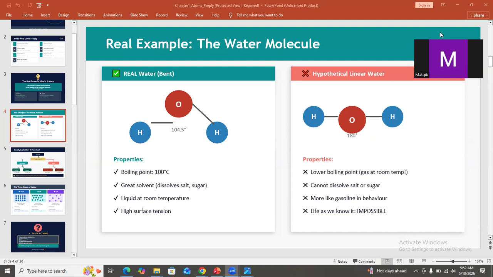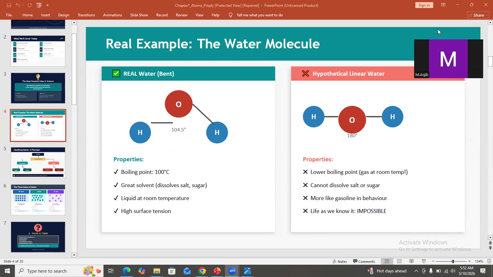Okay, and hypothetically, if it was linear, it wouldn't have as much of a boiling point, and it wouldn't dissolve salt or sugar, and it wouldn't act as normal water. So this is how very small changes in the arrangement of the atoms make a huge difference in the properties.